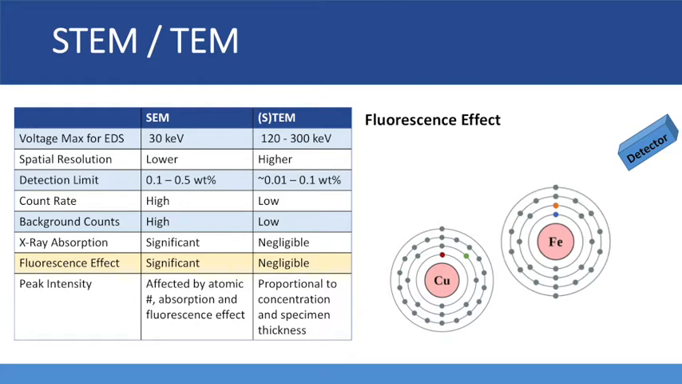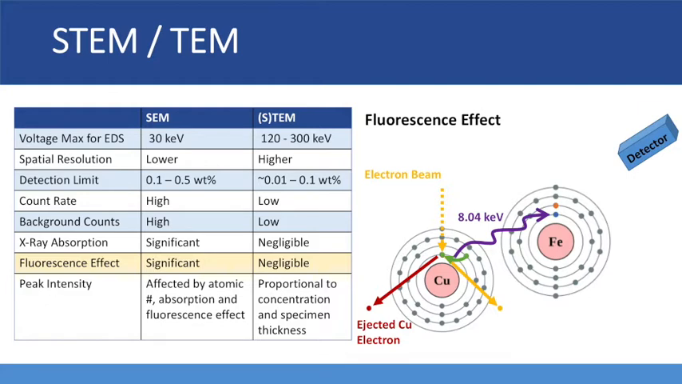Let me give you an example of that. If you look at a sample comprised of copper and iron like the one here, the K-alpha radiation from the copper in the sample can affect the iron. Therefore, if an incident electron beam can eject an electron from the copper atom, an electron from a higher energy level will drop in to fill that hole, releasing the K-alpha radiation of 8.04 keV, like we've seen before.